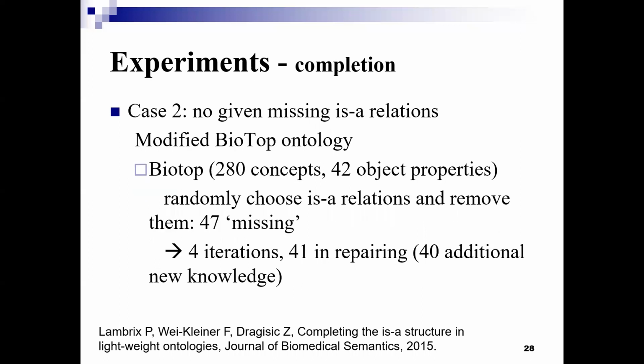Can you use this system when you don't have given missing isolations? Well, yes, you can. What we did was we used a biotop ontology, which has about 280 concepts. We randomly chose some isolations and removed them. We said, okay, these 47 are missing. Then we used the Repose system, and these 47 which were missing were repaired using 41, of which 40 actually gave us additional new knowledge, which was not in the ontology before.